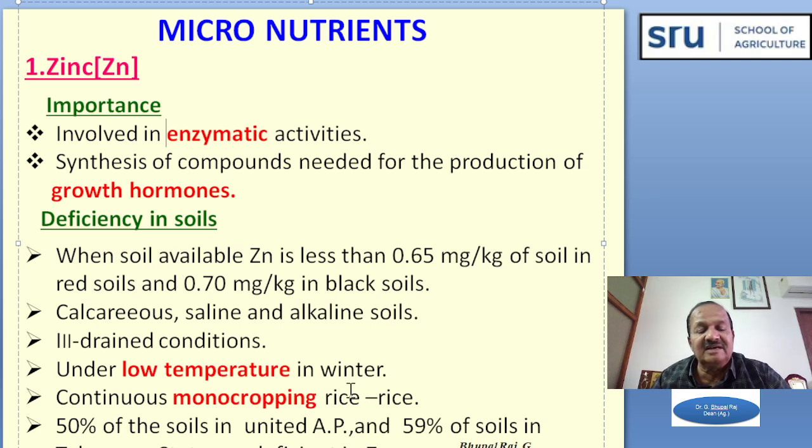According to the soil data available for our two states, Andhra Pradesh and Telangana, 50% of the soils in Andhra Pradesh and 59% of the soils in Telangana are deficient in zinc.